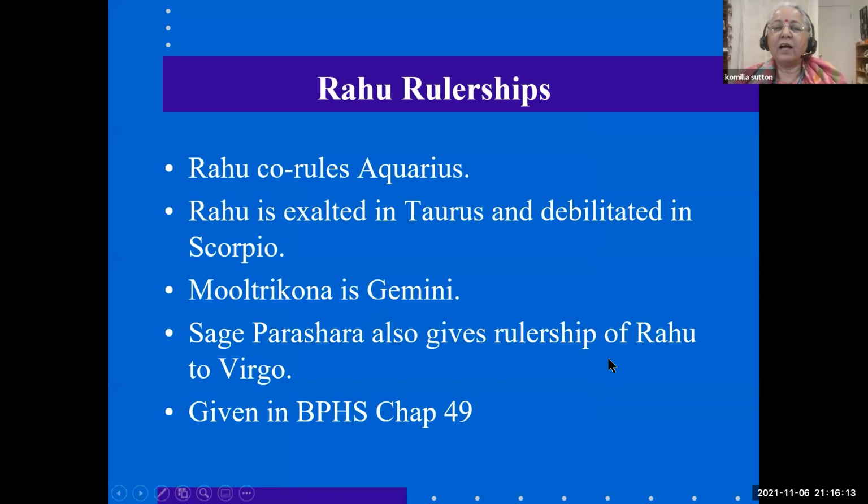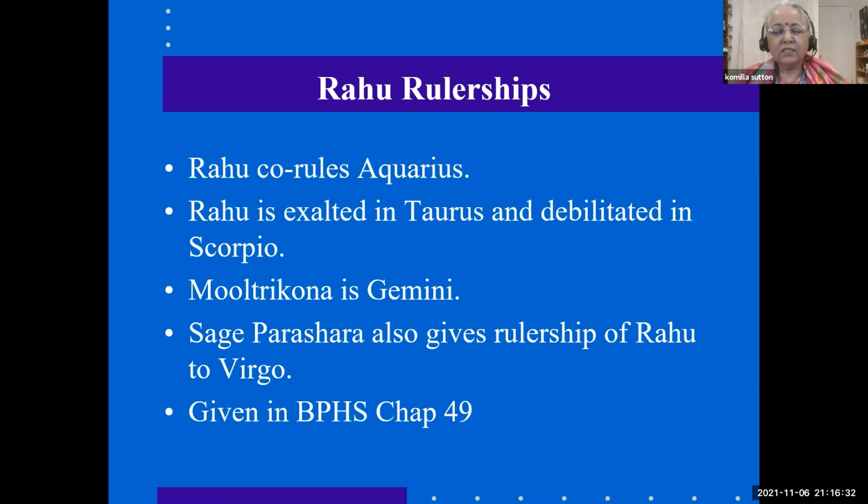Rahu co-rules Aquarius, is exalted in Taurus, debilitated in Gemini. Mool Trikona is Gemini. Sage Parashar also gives rulership of Rahu to Virgo.